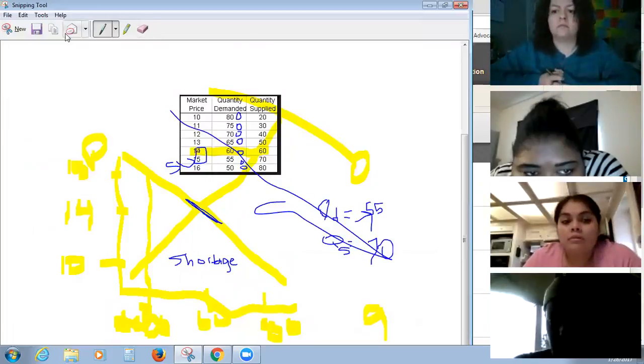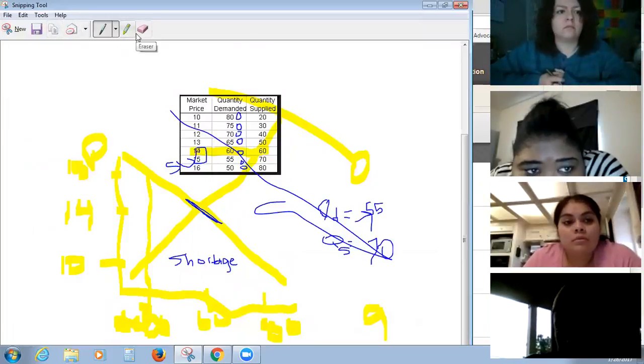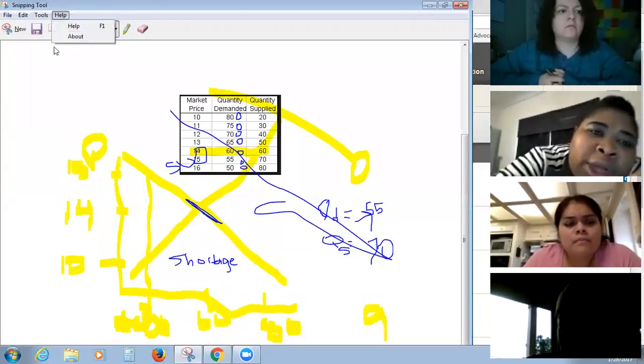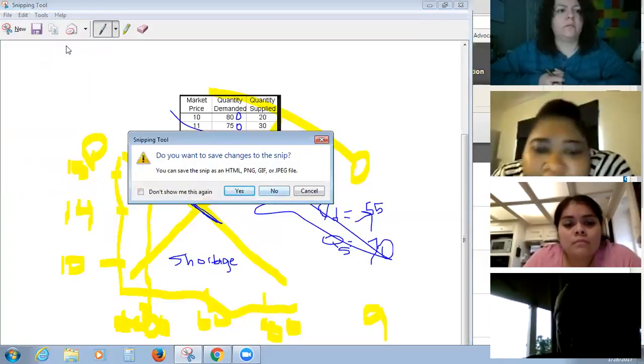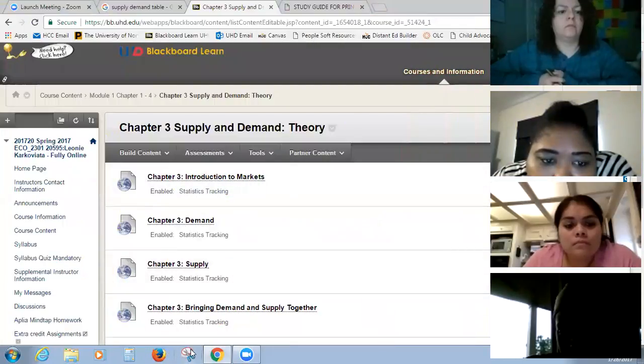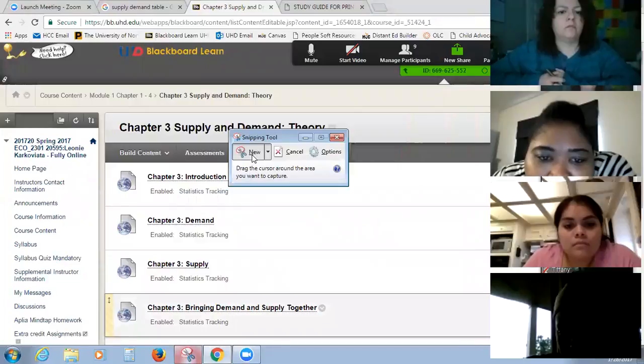Now let's say, how about this, guys? Can I clear this off? Eraser. No, you can't do it all in one. I have to manually erase it. Or you can hit new, start over, but it's going to delete everything else. Oh, that's fine. So you're going to have to recopy that picture. Let me think what I want to copy.